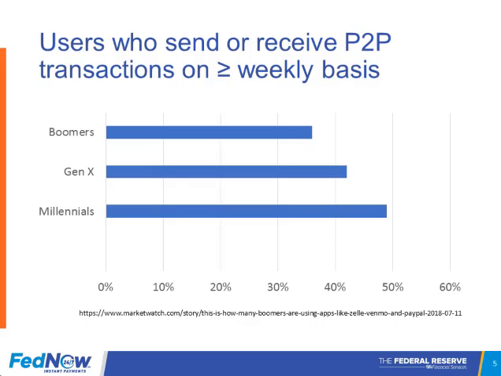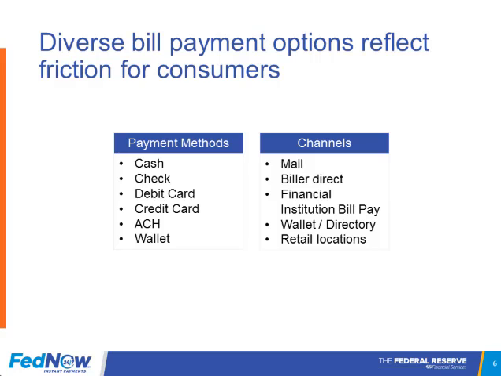Bill pay is an area that's ripe for revolution. On the next slide, we'll talk a little bit more about the channels and the methods that consumers can make payments through today. Research tells us that consumers pay 15 to 20 bills per month. And this diversity of bill payment methods and channels includes being able to pay through ACH, by check, by debit or credit card, as well as through the mail or going out to the biller's internet access point, which is their portal, through financial institutions' bill pay, or even now emerging wallets or directories, and even going to retail locations to make those payments.